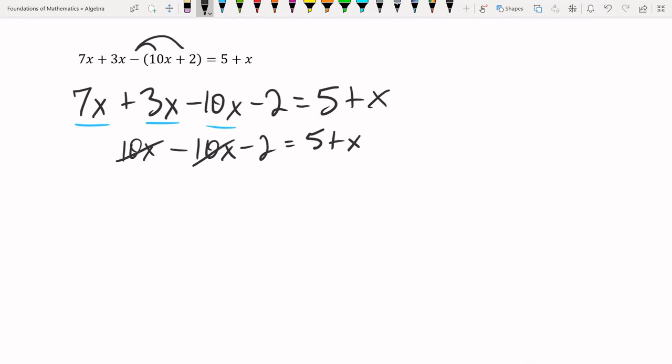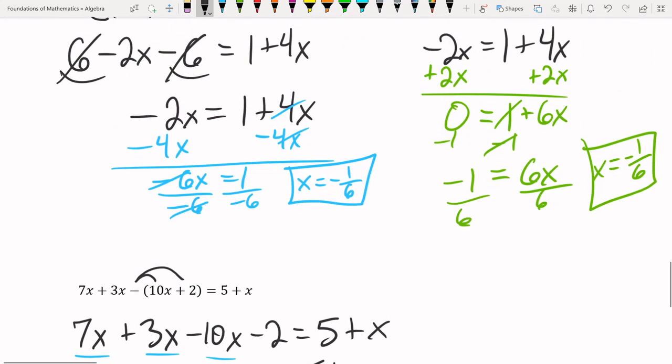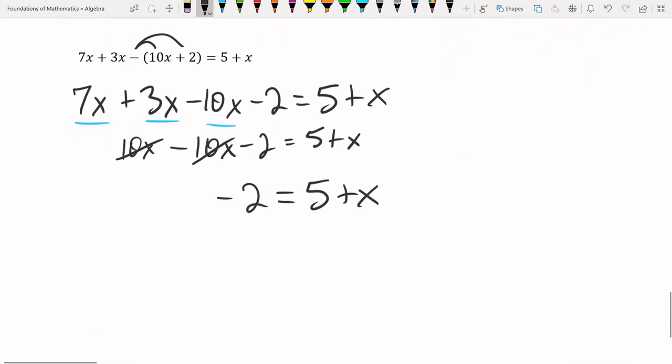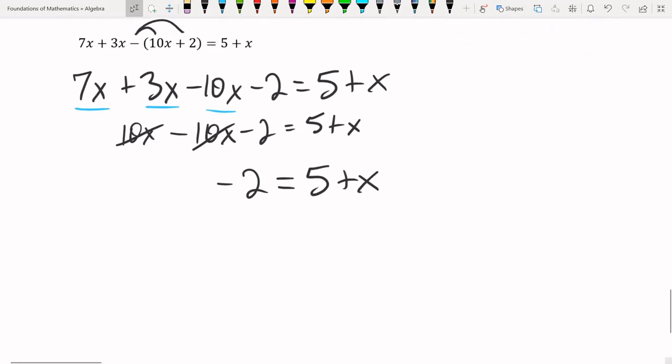And 10x minus 10x cancel. That one was nice. If it didn't cancel, you just move the variables together on one side, just like we did in the previous problem. In this problem, I subtracted 4x to this side so that I could get the variables together. In this one, I added 2x to this side to get the variables together. In this case, we don't have to worry about it because there's only one variable here. So we're good to go to continue.